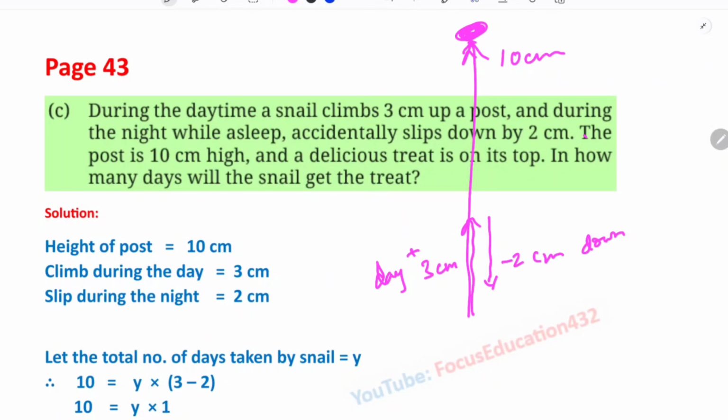And a delicious treat is on its top. So this is a treat. It has on the top. In how many days will the snail get the treat? Clear? So here, you have to understand the question.